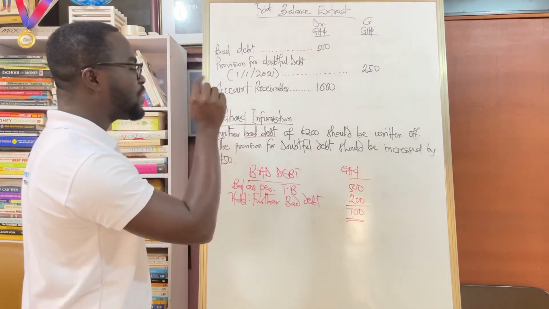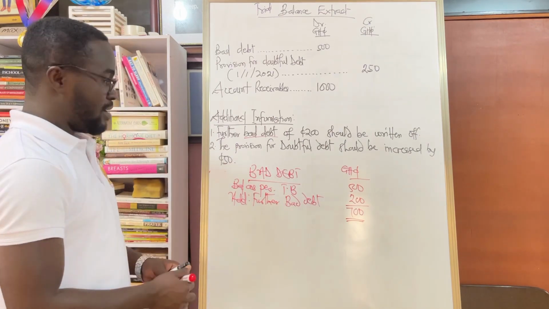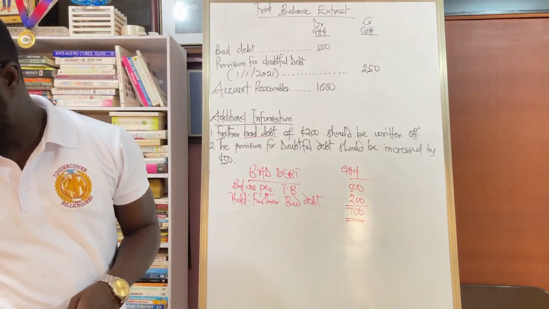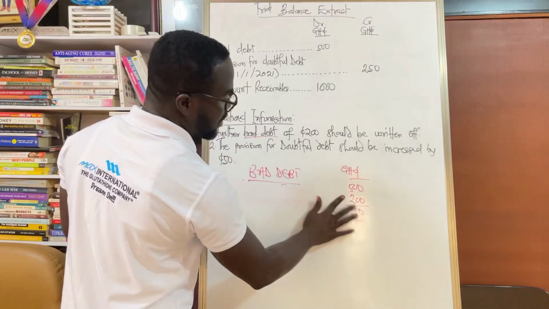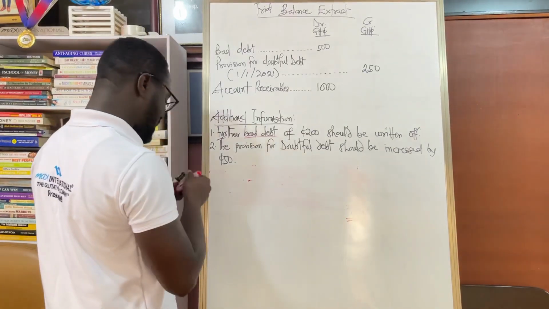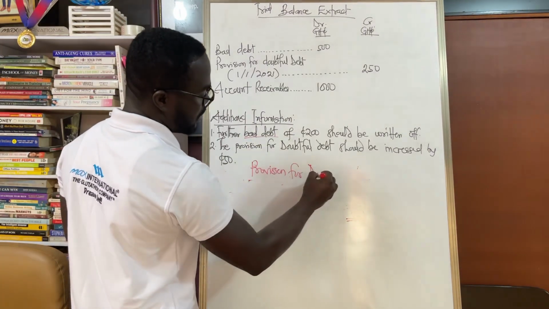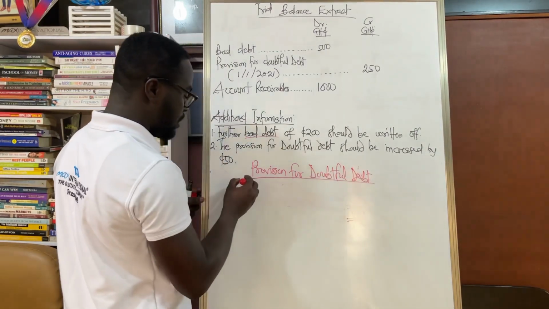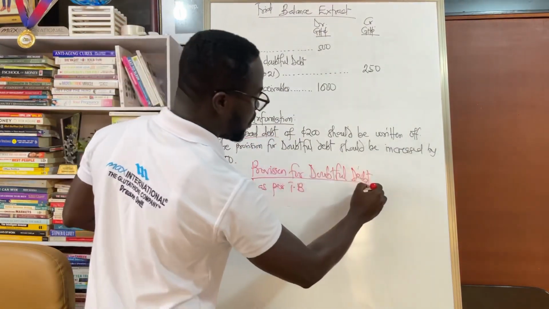The provision for doubtful debt should be increased by 50. What are we trying to mean here? Let me adjust this figure as well. We know that bad debt total is 700. That will go to our income statement. So the next item we are going to adjust is provision for doubtful debt. The same way, balance as per trial balance, the provision is 250 at the credit.